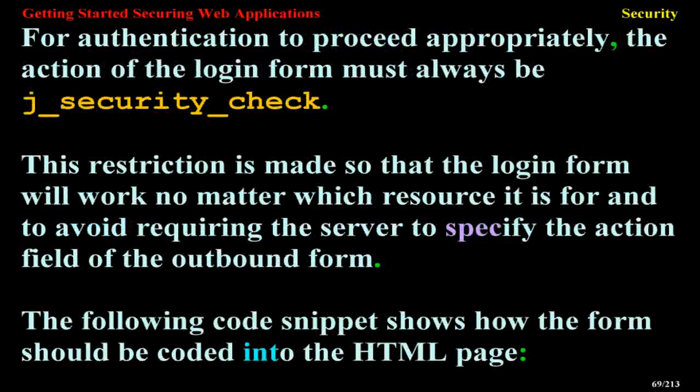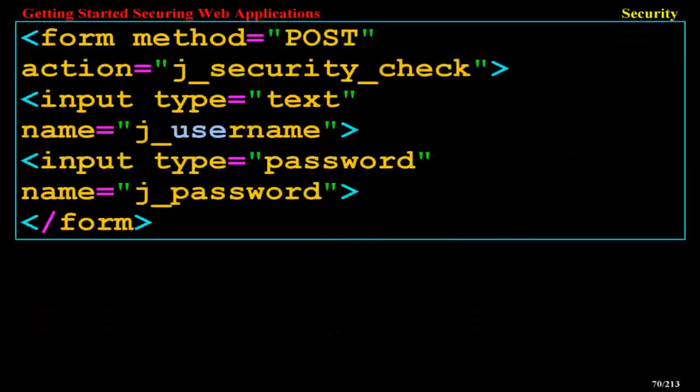The following code snippet shows how the form should be coded into the HTML page. Form method="post" action="j_security_check". Input type="text" name="j_username". Input type="password" name="j_password".